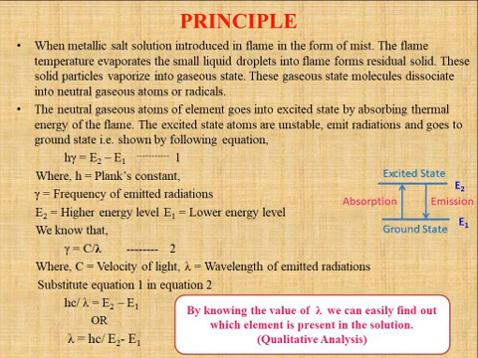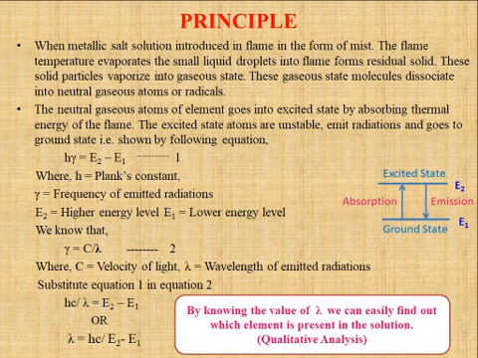So where h is the Planck constant, nu is the frequency of emitted radiations, E2 is the higher energy level, that is the energy level of the excited state, and E1 is the lower energy level, that is the energy of the ground state or lower energy state. We are well aware that nu is equal to c by lambda, as shown by equation number 2, where c is the velocity of light and lambda is the wavelength of emitted radiations, and nu is the frequency.